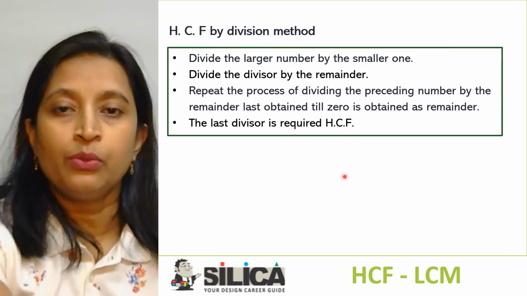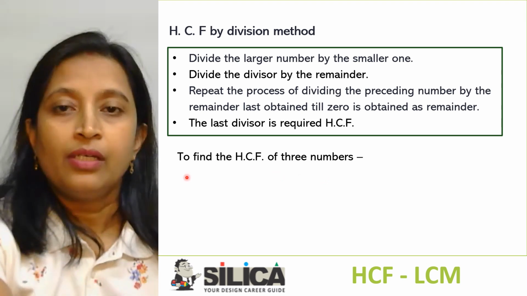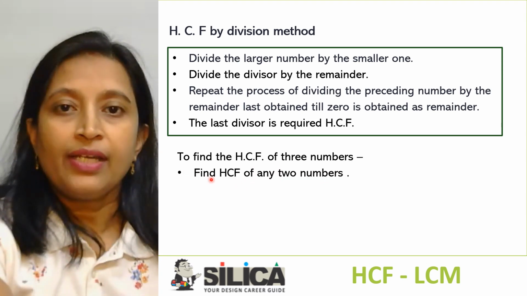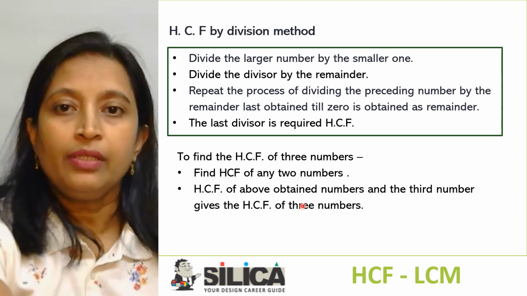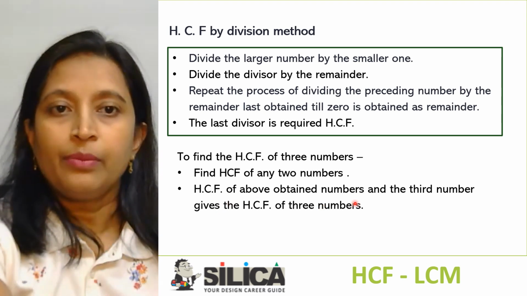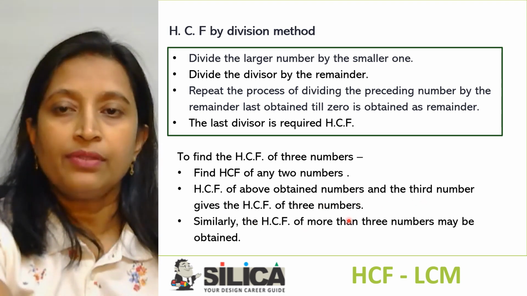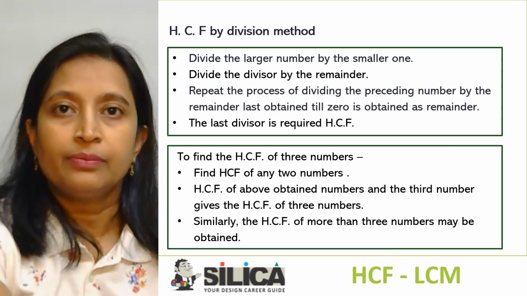And what if there are more than 2 numbers, say 3 numbers? In that case we find the HCF of any two numbers, and the HCF of the number so obtained and the third number will give the HCF of 3 numbers. Similarly, the HCF of more than 3 numbers may be obtained.